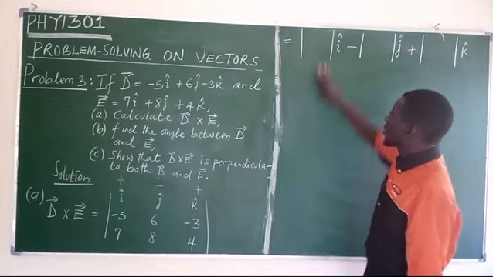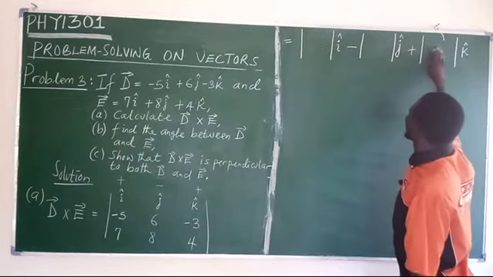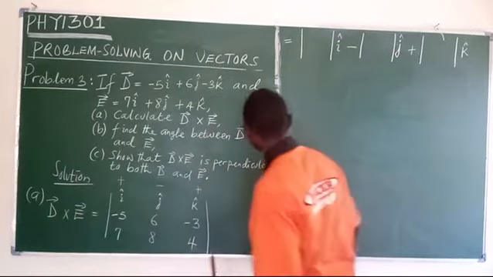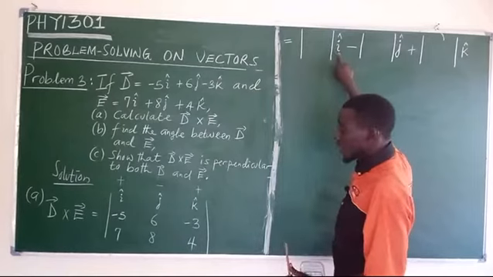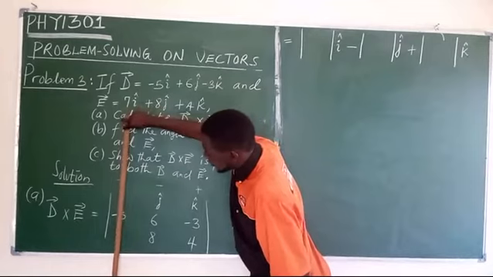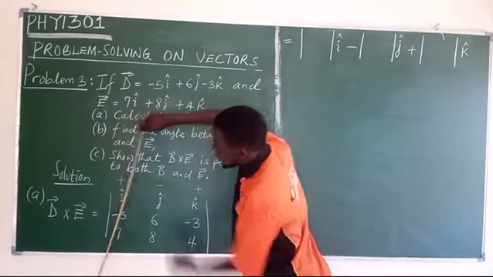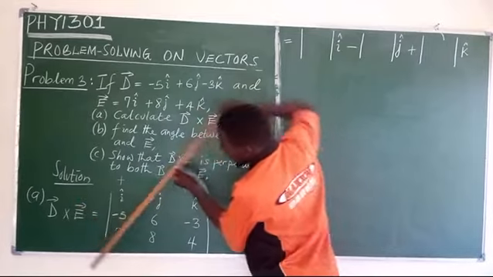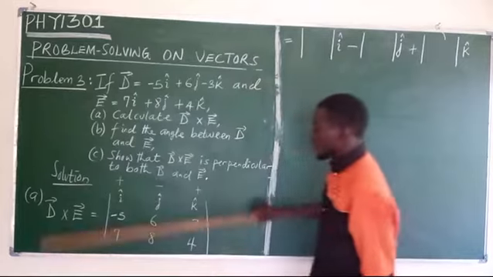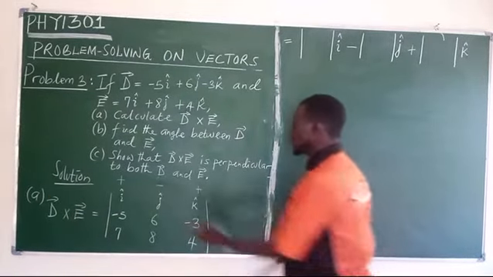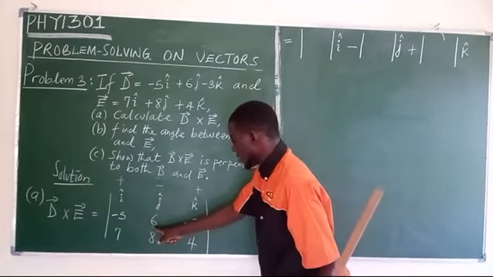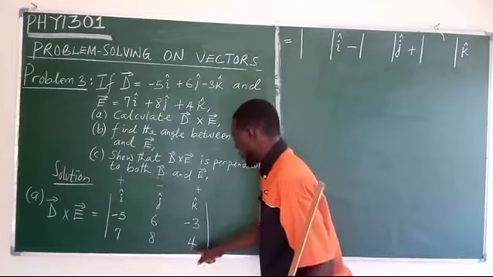Now, the next question is, what am I supposed to write inside the three brackets that I just have? For the first one, since I have i hat here, I will have to ignore the column that has the i and the row that has the i. So if I ignore this one, it means I will be ignoring the negative 5 and 7. If I ignore this one, it means I will be ignoring i, j, k. So it means I will end up with this 6, negative 3, 8, 4.